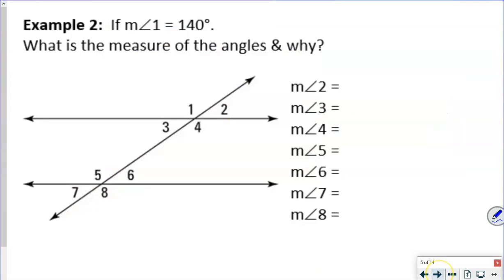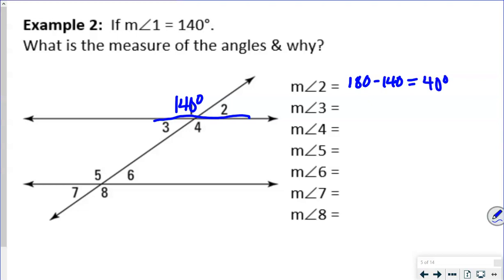Okay. So now what I'd like you guys to do, actually, we're going to walk through this one together. So it tells us that the measure of angle 1 is 140 degrees. Okay. So then what would be the measure of angle 2? Do you notice that these two form a linear pair? Okay. So that means we're going to go 180 minus the 140, and that's going to equal 40 degrees.